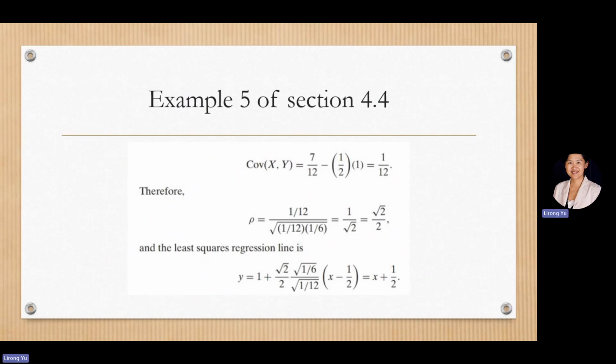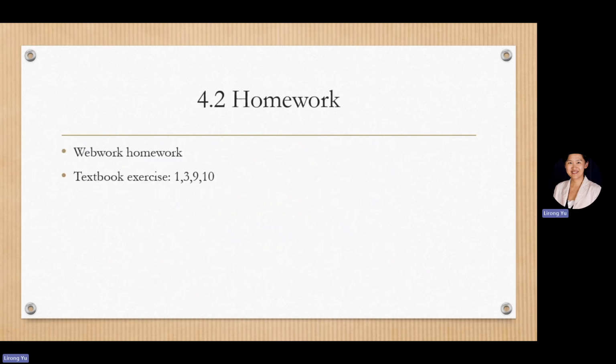So this is an example using the correlation to identify the regression line, the following regression line. Any question? Right. So this is a homework. If we try to supplement a little bit of the textbook exercise with a Webwork question, so we kind of have a little bit of both sides.